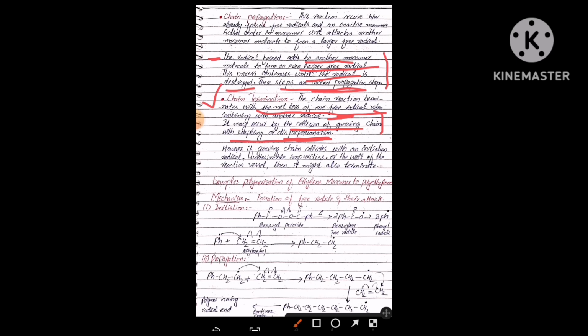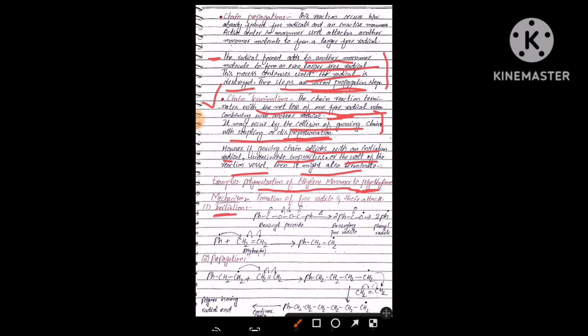However, if the growing chain collides with an initiation radical, undesirable impurities, or the wall of the reaction vessel, then it might also terminate. So we will now study the mechanism. Here the example is the polymerization of ethylene monomer to polyethylene. We studied the overall theory of this process, what's happening in each step. Now we will discuss the mechanisms.